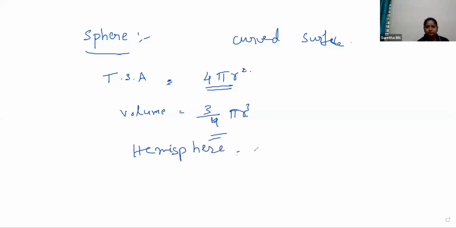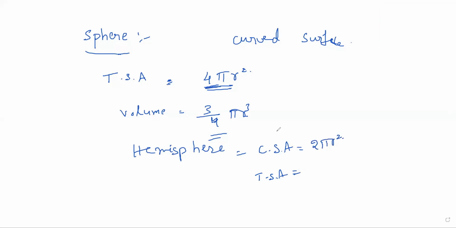For hemisphere, you have both curved surface area and total surface area. Okay, curved surface area: see, for total it is 4 pi r square, no? So half of that means 2 pi r square, right? So what is the total surface area for hemisphere? Ma'am, 3 pi r square. 3 pi r square. Okay, so it is easy, no? 4 pi r square, 2 pi r square, 3 pi r square. And volume is half of that, right? Half sphere means half of this. See, if you divide it by 2, what will you get?